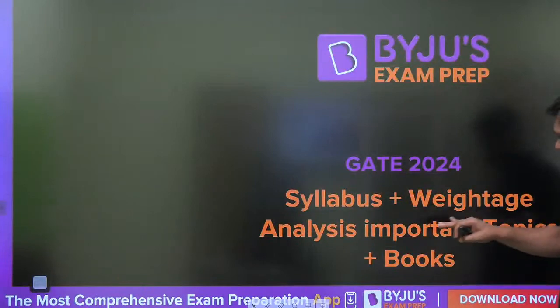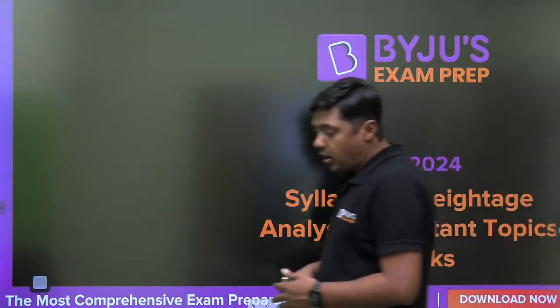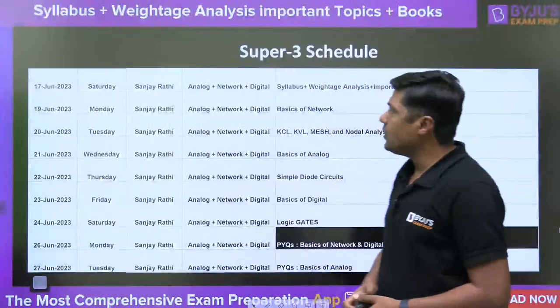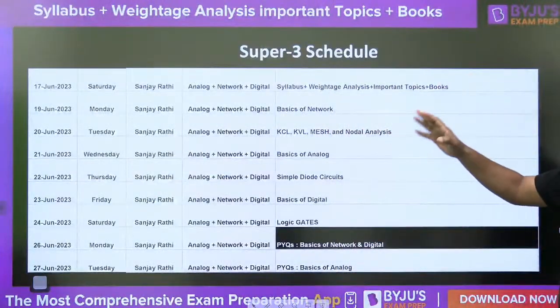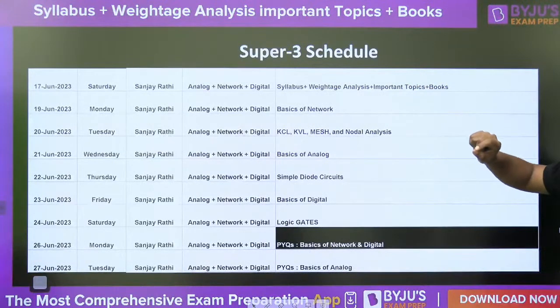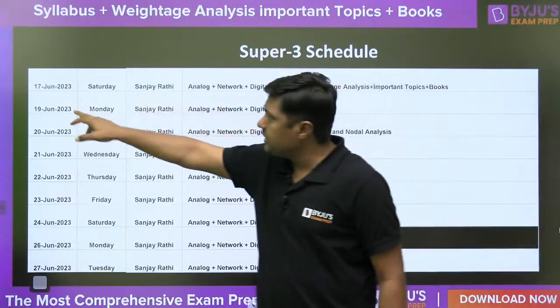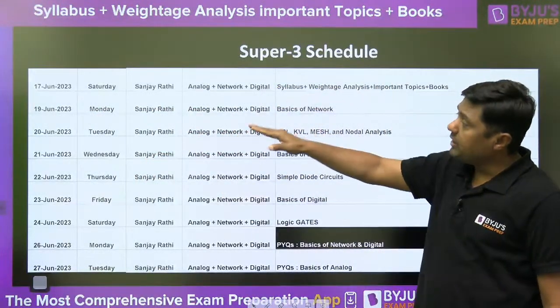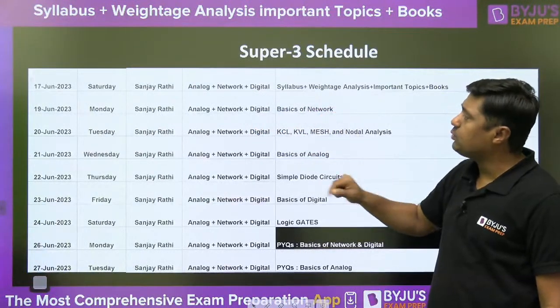Now guys, syllabus, weightage and analysis of the important topics, and what are the standard textbooks. If you have any questions, then please put your question here. At the end I will give you the idea about that. This is a 10 to 15 minute session, and within 10 to 15 minutes you will get the idea about network, digital and analog. First of all, this is about the series, the Super 3 series. This is the schedule here, guys. On 17th June, that is this day, Saturday, I am taking this analysis. Then Monday, the same time, the basics of the network.